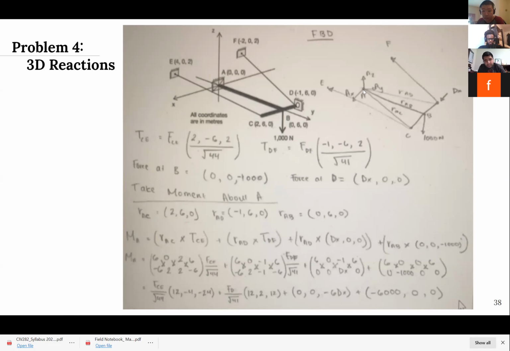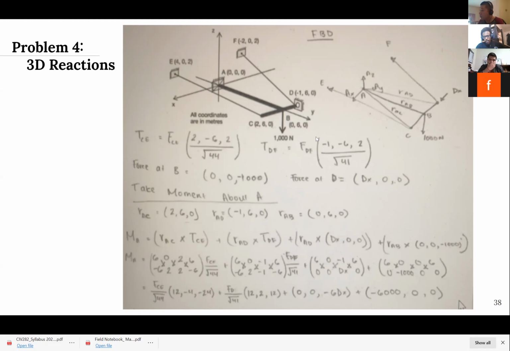because it was a ball and socket, there are three reaction forces. There's the AX, AY, AZ. And then I have the two cables going from C to E and D to F. And then at D, recall they said that it allows translation in the Y and Z direction. So that means there's only an X component force at D, so dx. And then at B, there's that downward 1000 newtons force.